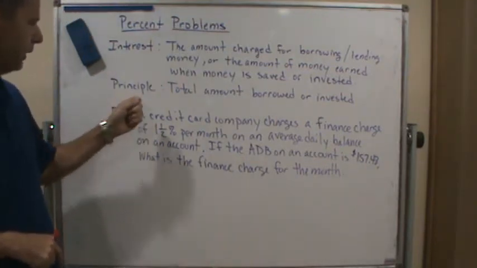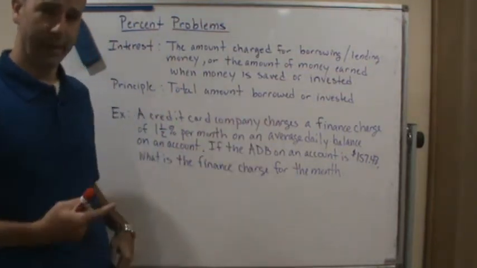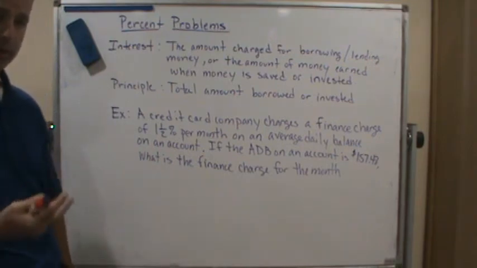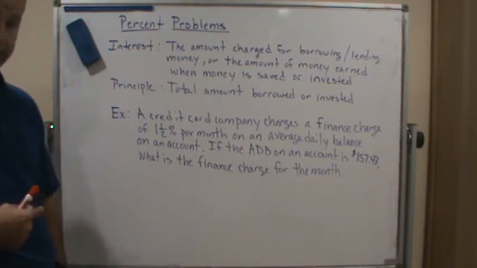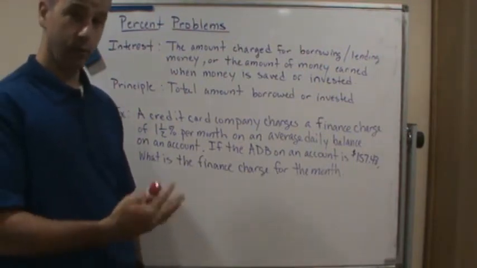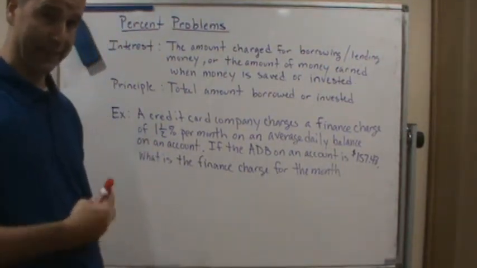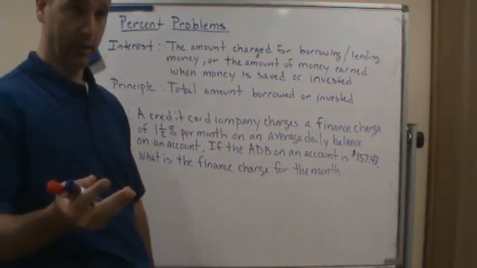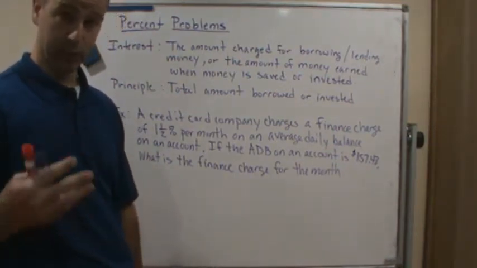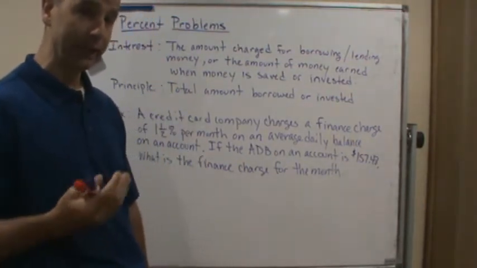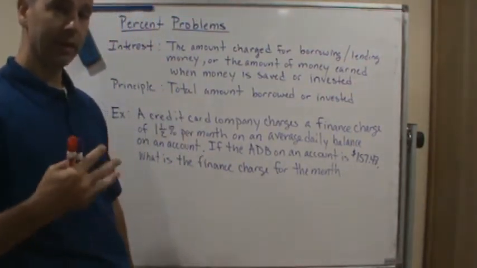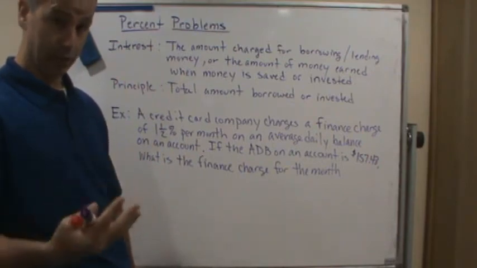The principal is the total amount borrowed or invested. So you have the principal and then you have the interest. The interest rate is the rate they're charging you, so it could be 8%. Usually it's per annum, which would be an annual interest rate, but it could be a monthly or weekly interest rate. Nonetheless, it's a rate of interest.